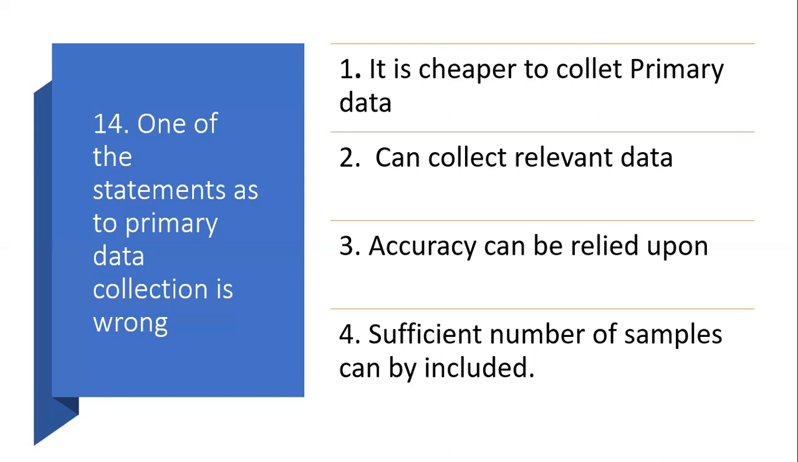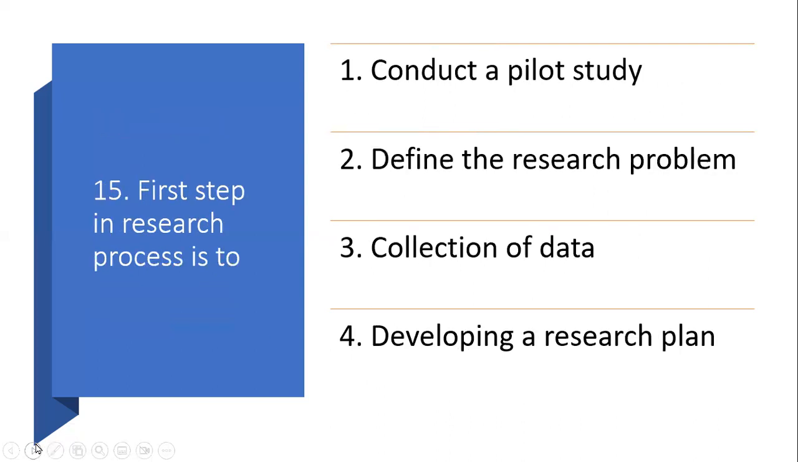It is cheaper to collect primary data. So we are asking what is the wrong answer. So it is not cheap really. Therefore, it is cheaper to collect primary data is the correct answer for this. First step in research process is to conduct a pilot study, define the research problem, collection of data, developing a research plan. The most important here is when you conduct a research, the first step is define the research problem. Therefore, number two is the correct answer.